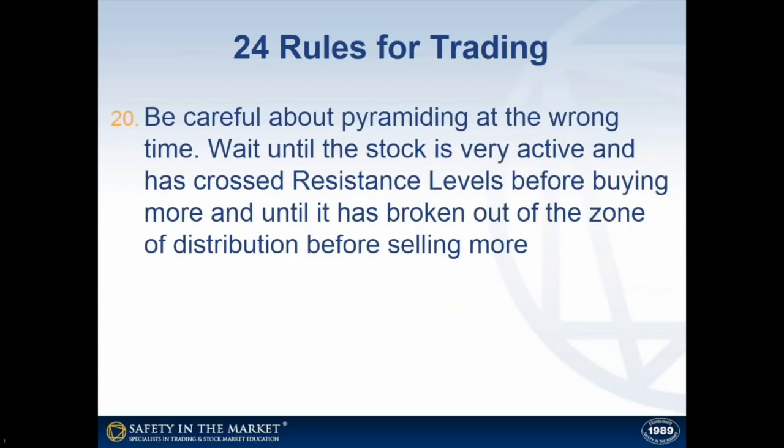Rule number 20, be careful about pyramiding at the wrong time. Wait until the stock is very active and has crossed resistance levels before buying more, and until it has broken out of the zone of distribution before selling more. Basically what Gann is saying, if you're not sure what pyramiding is, by the way, pyramiding is when you're adding to your position. So you might buy 1,000 shares, and then as the market moves in your favor, you might buy 1,000 more. And then as it moves in your favor again, you might buy more and more and more.